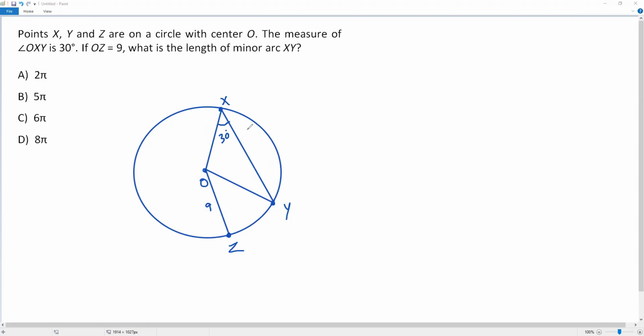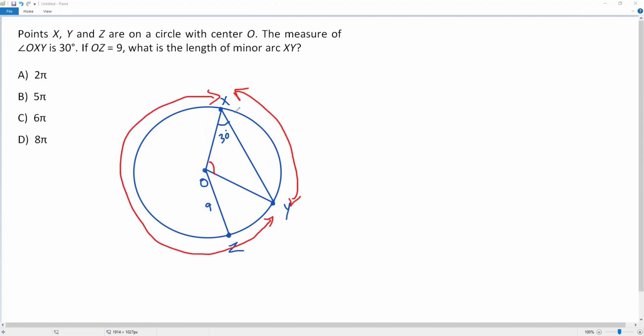Okay, we can measure the arc XY in 2 ways. So this is one way and this is the other way. So which one is minor arc? So now to identify the minor arc XY, we have to consider the central angle of the arc XY over here and also the central angle of the arc XY over here.